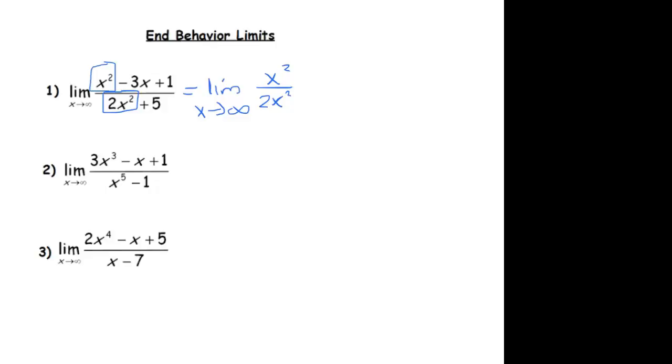And once you identify that, it's easy to see that the x squareds would cancel, and this is just the limit as x goes to infinity of 1/2, which is just 1/2. Okay, so that'll generally always happen when the degree of the numerator and the denominator are the same. It just ends up going to the ratio of those leading coefficients.